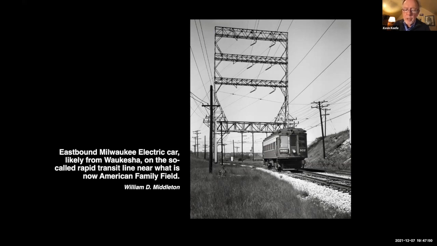And as you'll see in some other photographs coming up, many of these huge high tension towers still stand, obviously built to carry electrical power out to the western suburbs, but also built to accommodate the double track of the rapid transit line at the bottom. And more than a handful of these still exist along I-94 as you drive west of downtown Milwaukee.